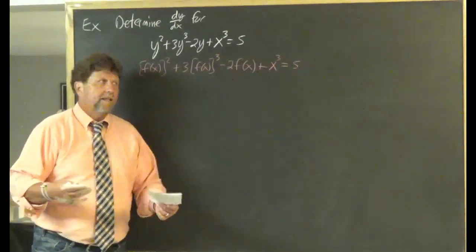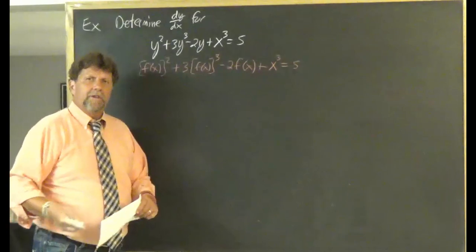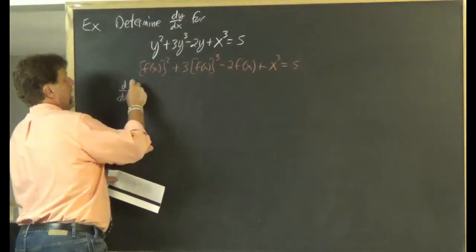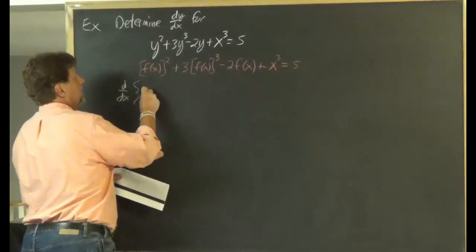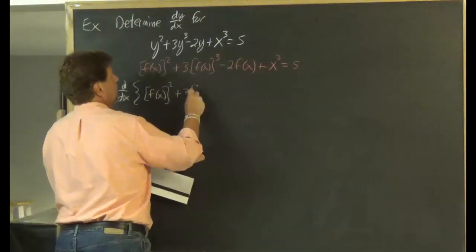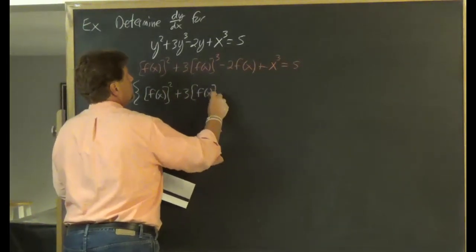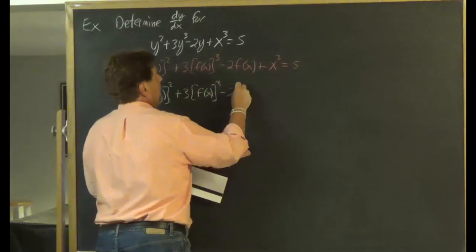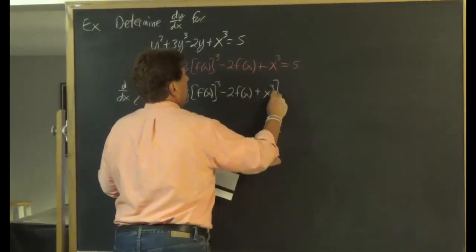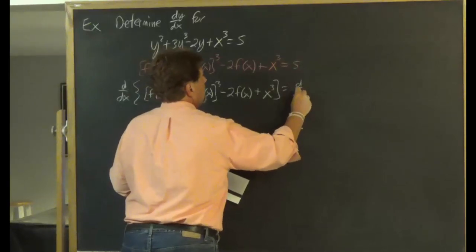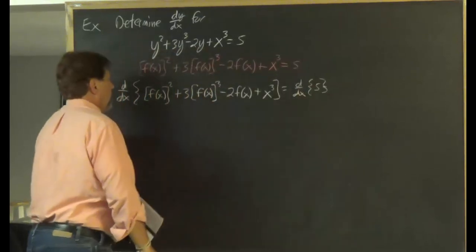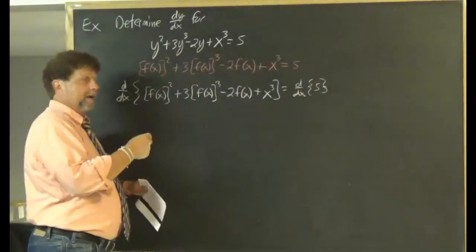Next, once I've done that, since everything is in terms of a function of x, I d/dx both sides of the equation. I differentiate with respect to x the left side of the equation, and I differentiate with respect to x the right side of the equation. All right, so here we go. Over here we go term by term.